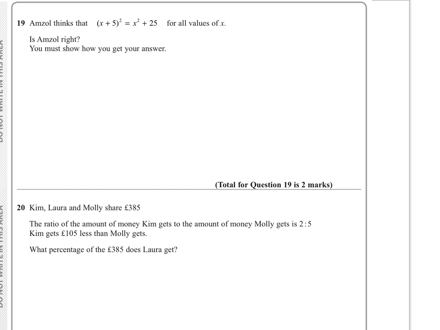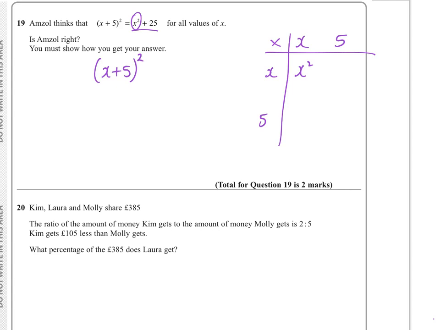Question 19. Amzal thinks that (x + 5)² is x² + 25. But if we times x + 5 by itself, then yes, we do get x², so that seems to be correct. If we times the 5 by the 5, yeah, we'll get 25. But I think Amzal's missed something here, because if we do x times 5, we don't get x5, we get 5x. And if we do 5 times x, we get 5x.